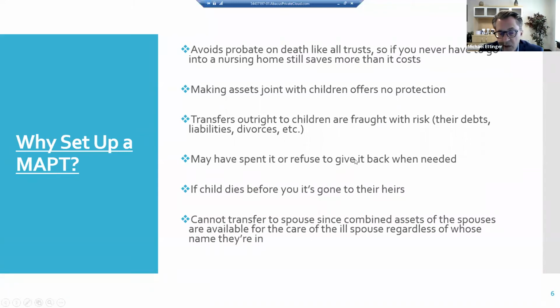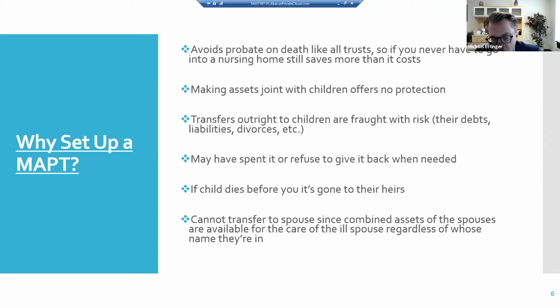And as I said earlier, you can't transfer it to your spouse to protect it because the combined assets of spouses are available for the care of the ill spouse, regardless whose names they're in. Now, that's the rule. But in New York, we have an exception. It's called spousal refusal. And that occurs if husband, let's say, it could be wife, but if husband has to go into nursing home, move all the assets into wife's name, she signs a document, it's called a spousal refusal, saying, I need these assets for my care, and I can't afford to contribute to my husband's care.